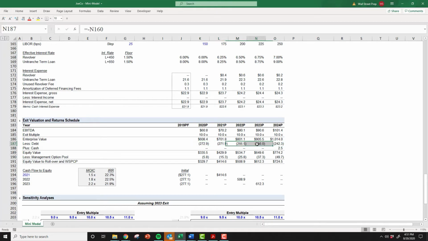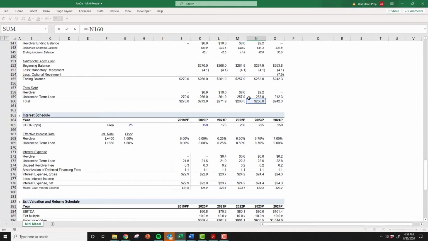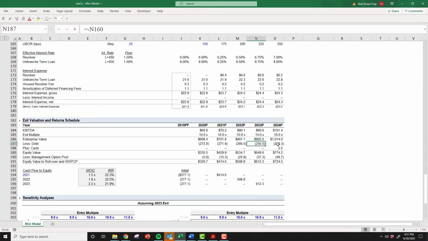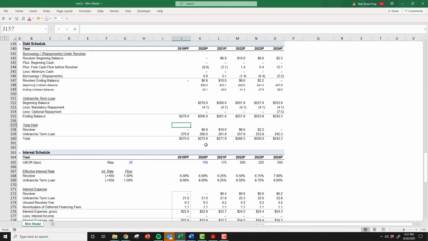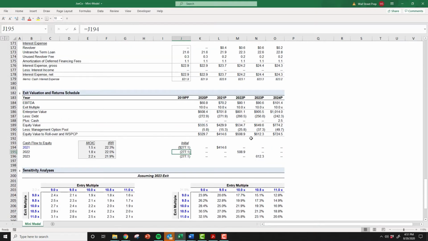This is what took a lot to get to, right? We had to really do all this work to get to our debt balance at the end of every year, our cash balance at the end of every year. And so if we're saying, hey, in 2023, which is our assumption, let's just go back. Remember, we said we're going to exit at 2023. If we said at 2023, we exit, so what's the equity value going to be at exit?